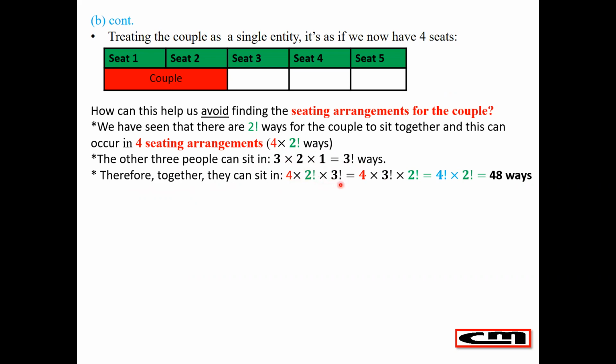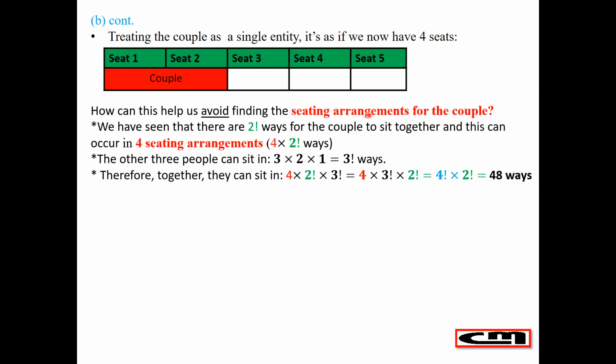But this can be rearranged. That is 4, this one times the 3 factorial times the 2 factorial. But then if you look at this, this simply represents 4 factorial. So I'm going to substitute by 4 factorial, which is the one now in blue, times the 2 factorial as it is. Once simplified, it gives us 48 ways.